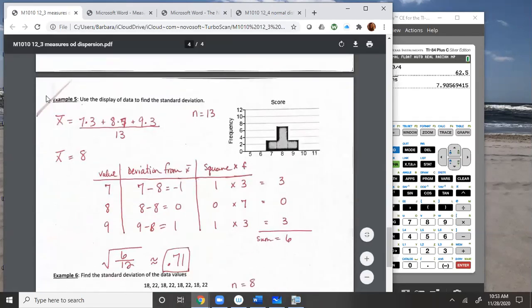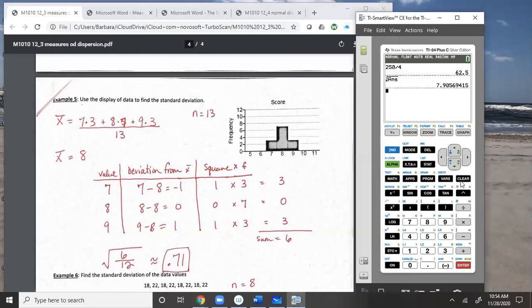In example 5, use the display of data to find the standard deviation. Again, in each display of data, we want to go ahead and write down the scores so we can find our mean. So here we have 7 that occurs 3 times. We have 8 that occurs 7 times. And we have 9 that occurs 3 times. So 7 times 3 plus 8 times 7 plus 9 times 3. Get the sum divided by 13.